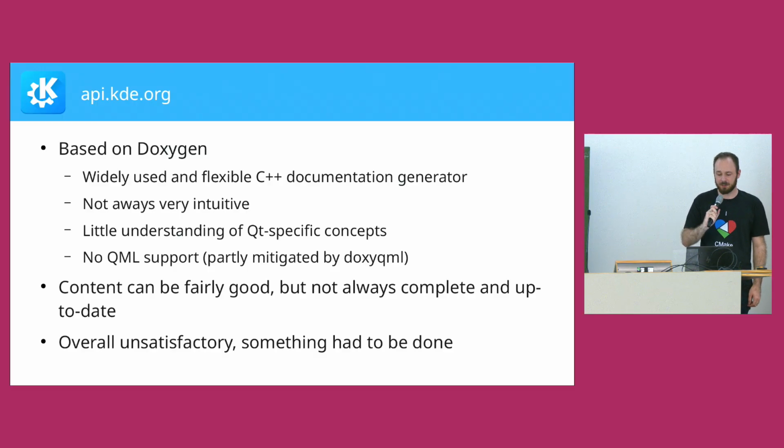Content-wise, api.kde.org is sort of a mixed bag. Some of the content is actually really good and really detailed. Some of it is not up to date and still stuck in KF5 or even earlier times. Some of it is outright missing, and there are functions that just don't have any documentation whatsoever. So overall, the situation is not great. So we figured, especially in line with the streamlined application development experience goal, we had to do something.